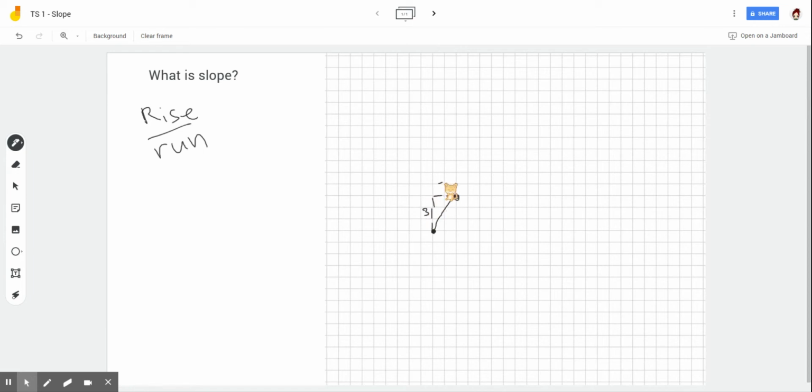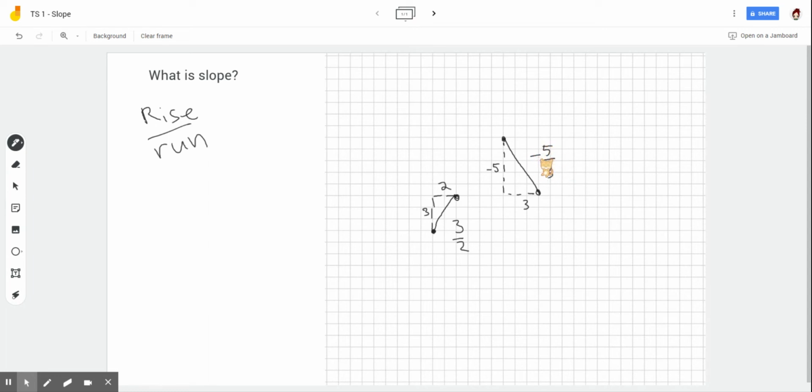You have to be careful with your direction because if my line is going downward like this, then if I start here, my rise is negative because I'm going down. So 1, 2, 3, 4, 5, -5 over 3. So this slope is a positive 3 over 2. This slope is negative 5 over 3.